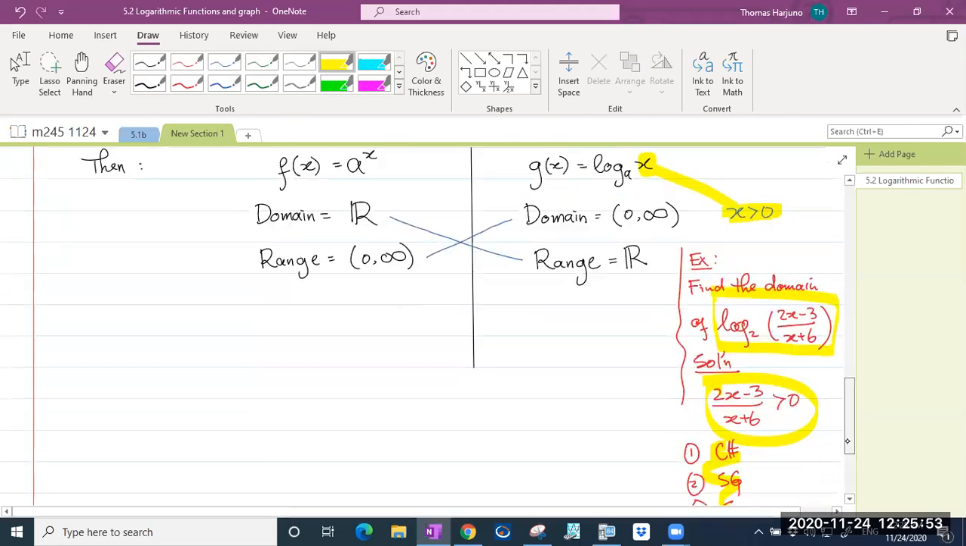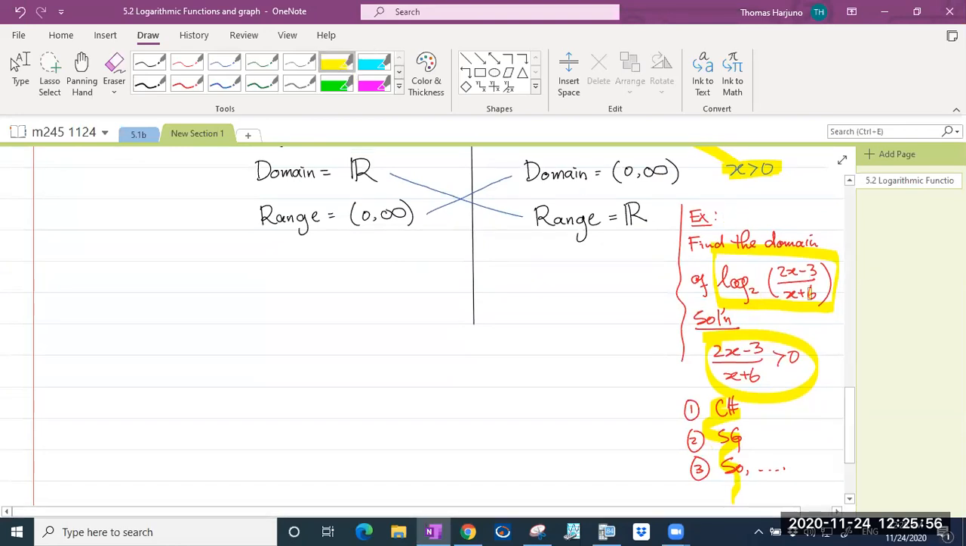Okay, why? Because the domain of log is that the argument, this argument here, has to be strictly positive.